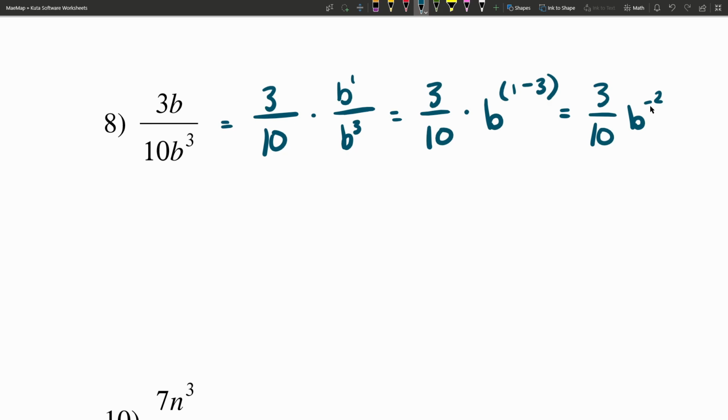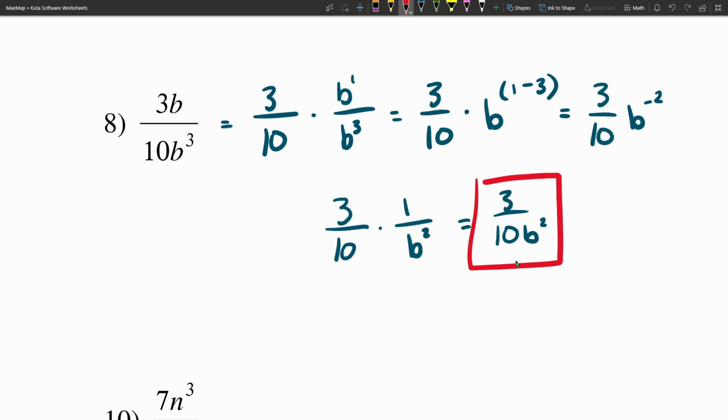And how are our answers supposed to be formed? Only with positive exponents. And how do we rewrite a negative exponent? Well, we just move that base into the denominator and write the exponent as positive. So this is going to be 3/10 times 1 over b to the positive 2, flipping that sign from a negative 2 to a positive 2, since I moved this into the denominator of a fraction. So I have 3 times 1, which is 3, over 10 times b squared, so 10b squared. 3 over 10b squared is my solution for number 8.